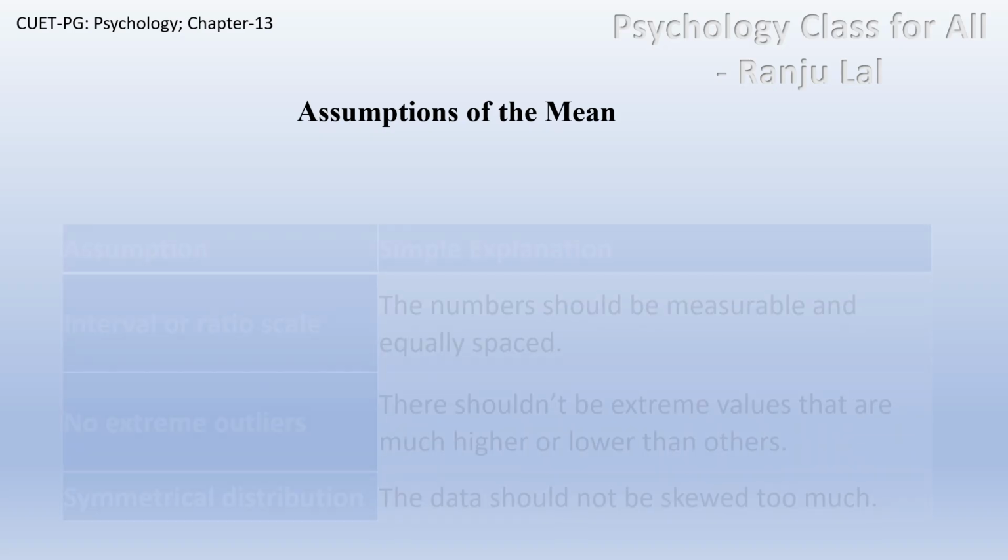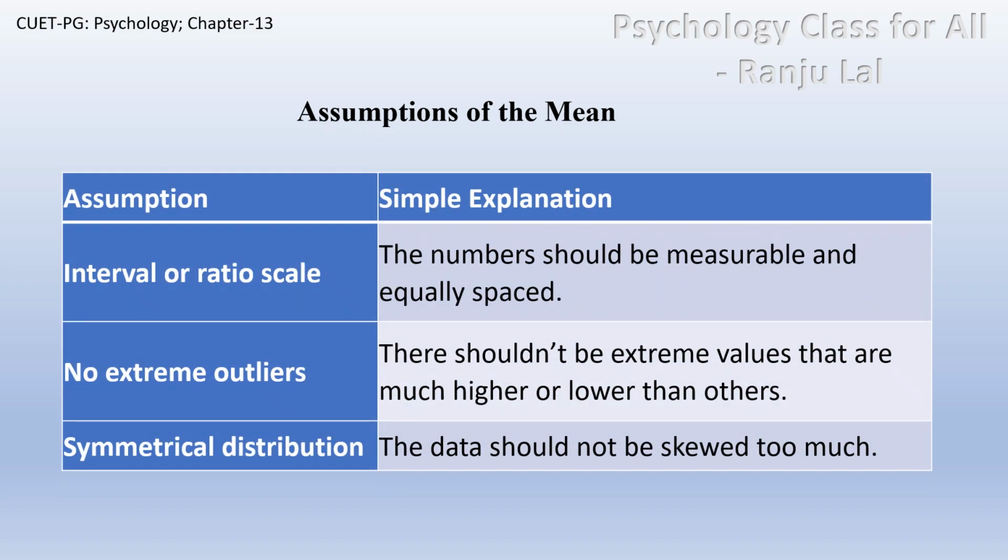Now about assumptions of the mean. That means what needs to be true for mean to be meaningful. So for interval or ratio scale, the numbers should be measurable and equally spread. A psychological example for this can be intelligence score, reaction times, or anxiety levels, but not personality types or any categories. There should not be any extreme outliers for mean calculation. There should not be extreme values that are much higher or lower than others. If one participant scores 2 on a stress and another scores 98, the mean may not reflect the typical level.